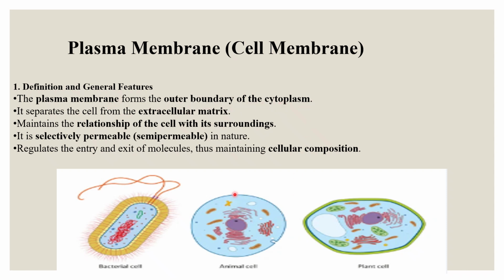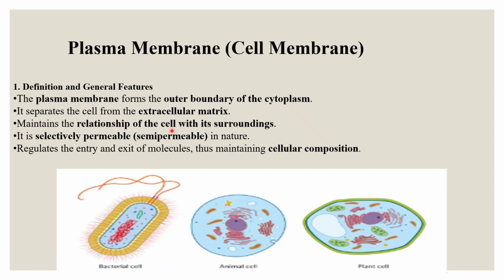In case of the animal cell, the outermost boundary is the plasma membrane, whereas in case of the plant cell, the outermost boundary is the cell wall, while interior to it is the cell membrane. Similarly, in case of the bacterial cell, this yellow color part is the cell wall, while this dark blue color boundary is the plasma membrane.